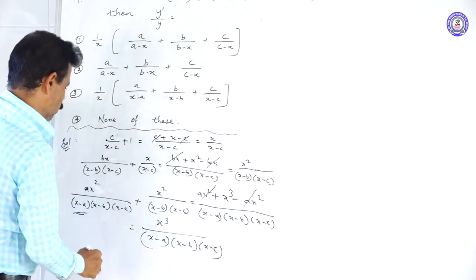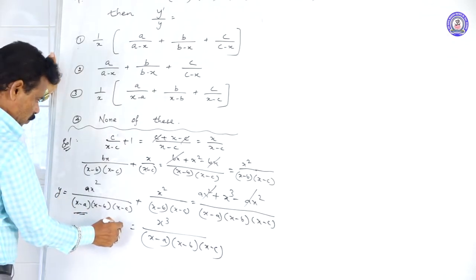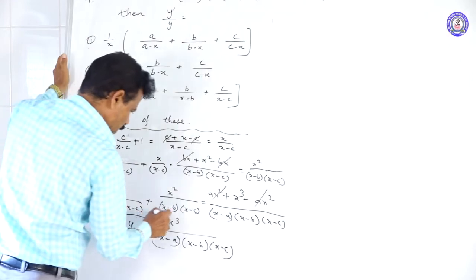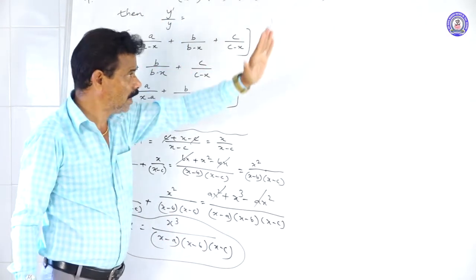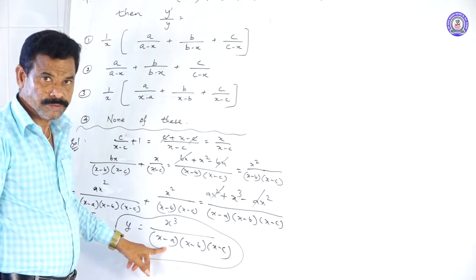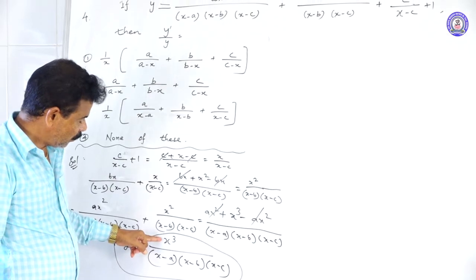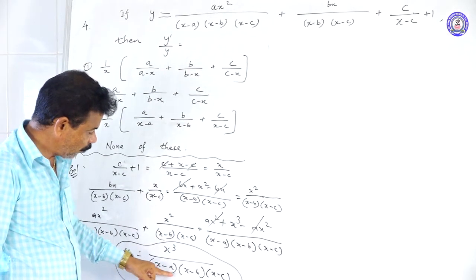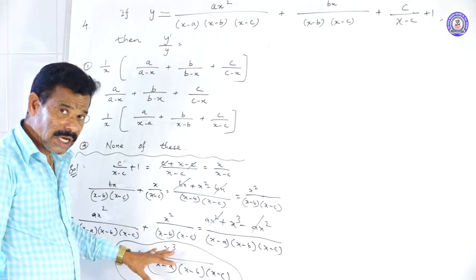This is y is equal to this. This is the simplification of the function. That total term is equal to this one. So here x to the power of 3, and here more multiplication factors. That's why we are taking the logarithms.